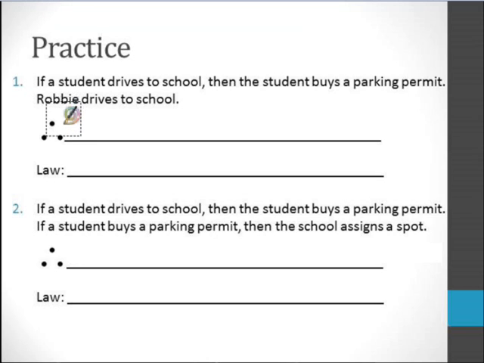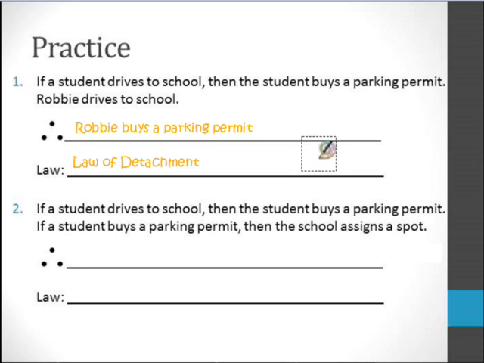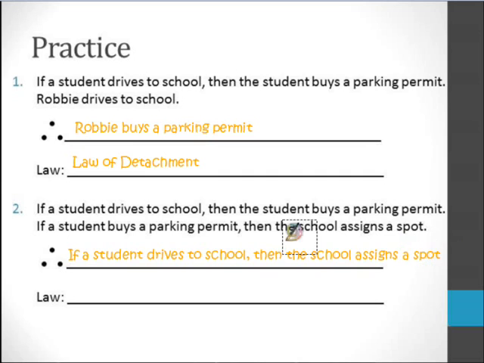All right, you've unpaused. Let's take a look at what we got. For the conclusion here, I got Robbie buys a parking permit. And which law was that? That was the law of detachment. That's the one that's if P then Q, P is true, Q is true. Number 2, the conclusion I got here was if a student drives to school, then the school assigns a spot. And because it was if, and if, that one's syllogism.